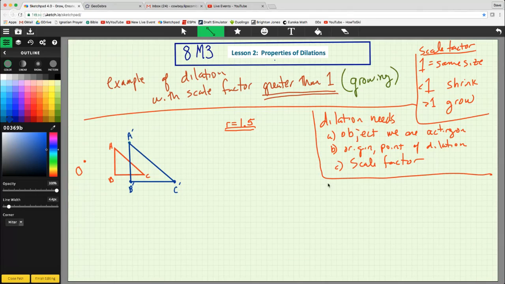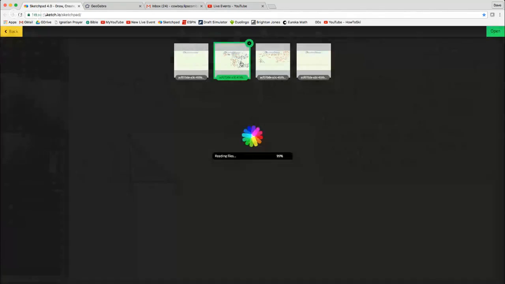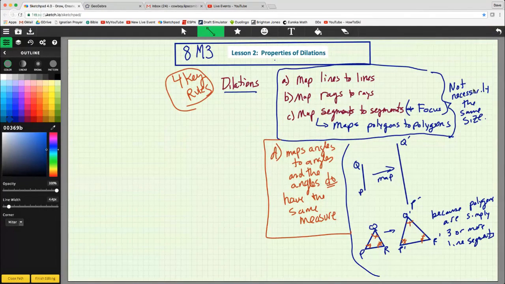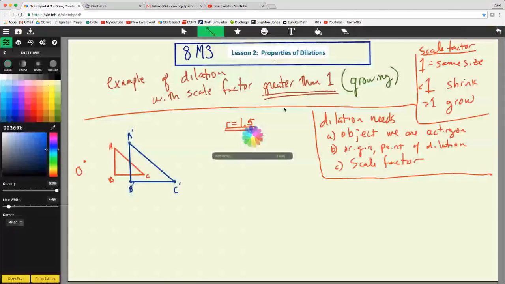Now notice, let's look at the properties of our triangle. Let's go back and remind ourselves real quick, what are our rules? We map lines to lines, rays to rays. We don't have a line or a ray, but we map segments to segments, and we map angles to angles. Our segments are not necessarily the same size, but our angles do have the same measure. So let's make sure our properties are true.